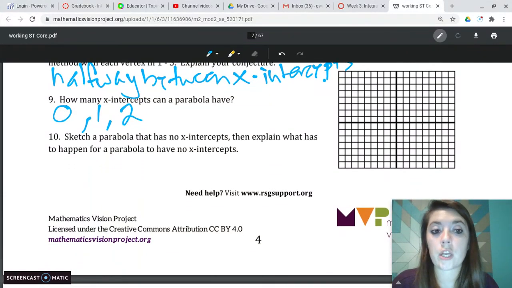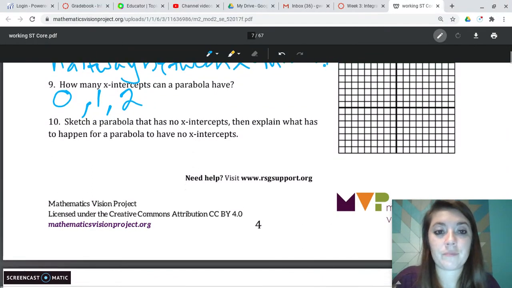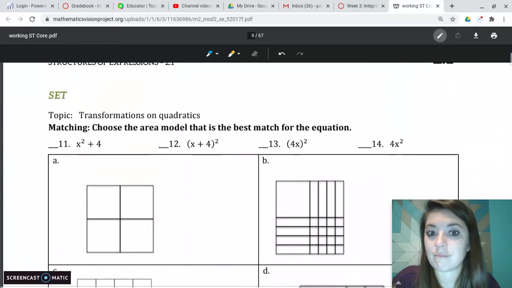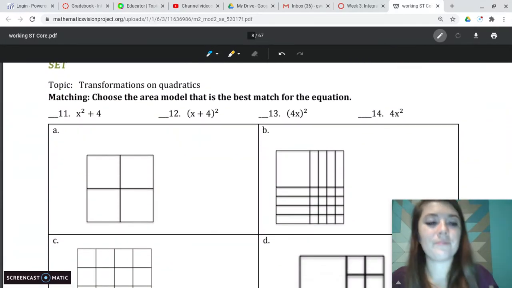So for 10, you're going to be graphing one that has no x-intercepts and explaining how that happens, which I just sort of did. So you're welcome.